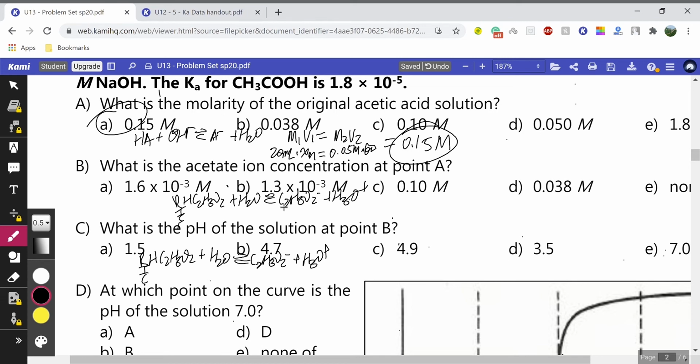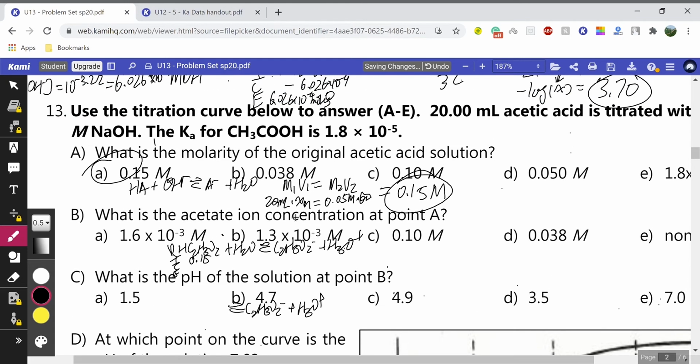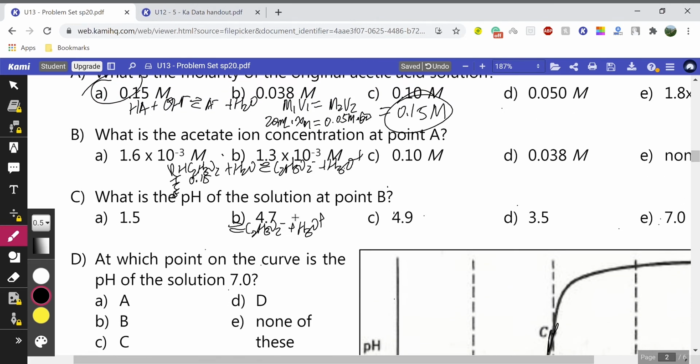This we need to write short, and we know the original concentration from the previous problem, right? The previous problem says the concentration is 0.15, so this would be 0.15 over here, and we don't have any OH-. Alright, cool. So this would be 0 and 0 over here. This would be minus x, so 0.15 minus x, and this would be plus x, plus x.